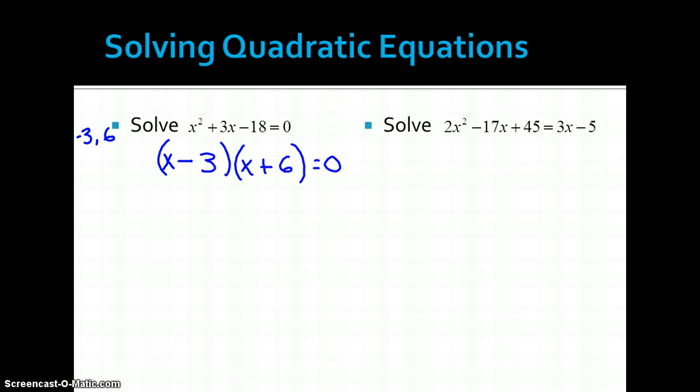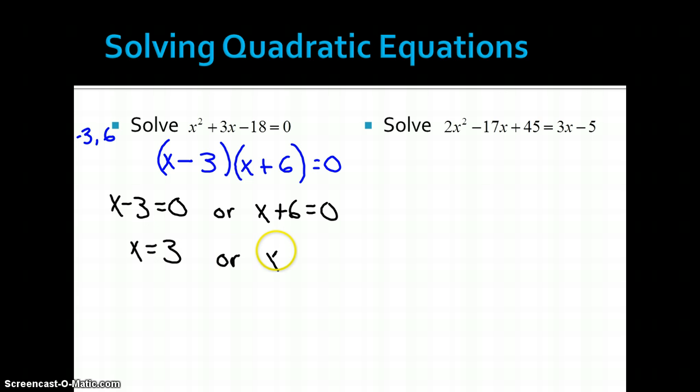So I'm multiplying two things together, and I get 0. Here's where we apply the zero product property. This means that x minus 3 equals 0, or x plus 6 equals 0. Now I'm sure we can all solve these equations. We would add 3 to both sides here. We get x equals 3. Or we'd subtract 6 there. We get x equals -6.